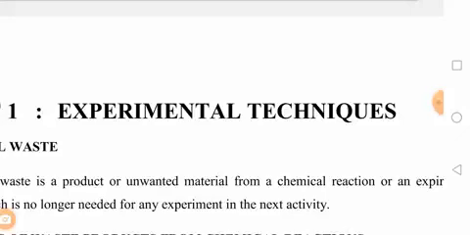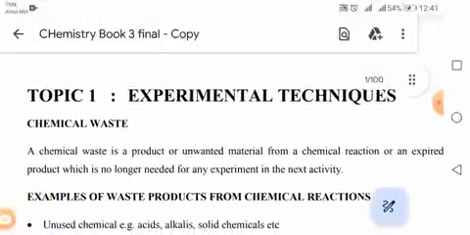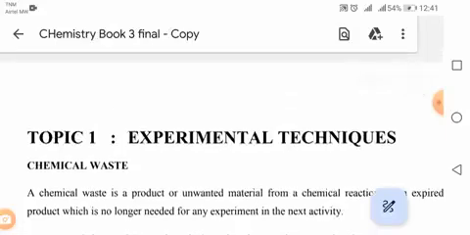Let us look at chemistry. Generally, the first topic in Book 3 is experimental techniques. In chemistry, we have to follow some techniques. Remember, this is a subject, so we have to observe techniques that will help us. Whenever we are handling chemicals, we should handle them properly.